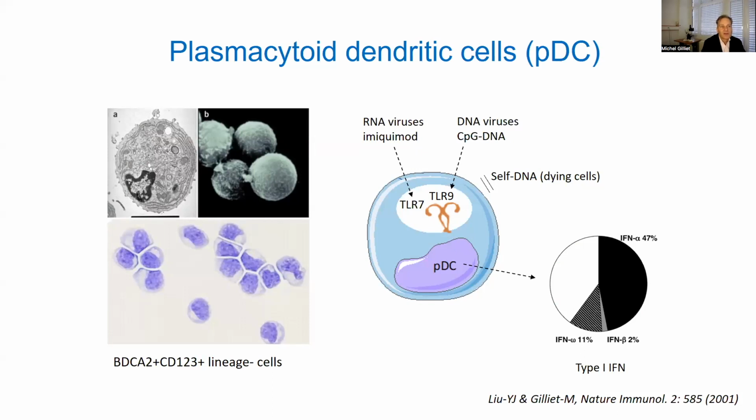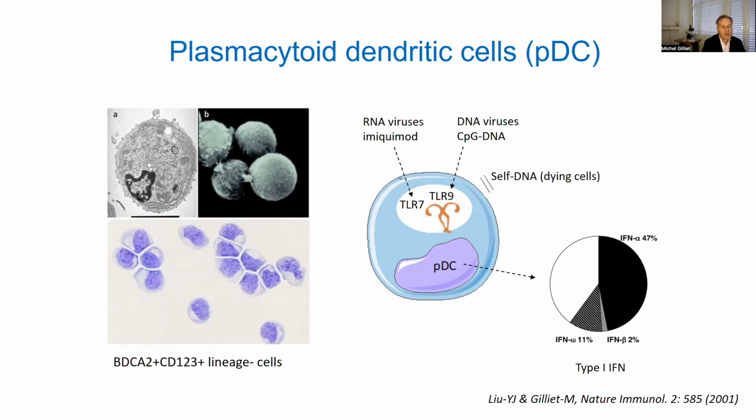So RNA virus or DNA virus can respectively activate toll-like receptor 7 and toll-like receptor 9. On the other hand, DNA and RNA, which is extracellular, cannot access this compartment and does not activate these cells. And in response to toll-like receptor 7 and 9, plasmacytoid dendritic cells, I will call them from now on PDC, produce huge amounts of type 1 interferons.